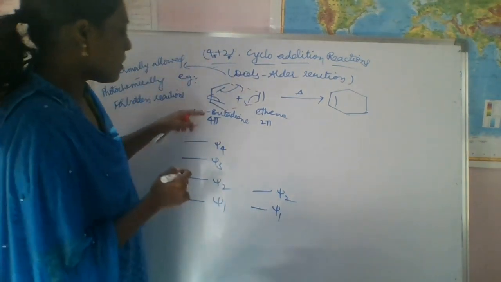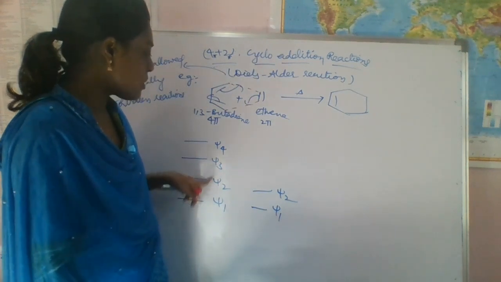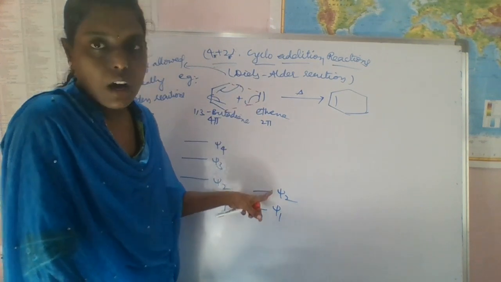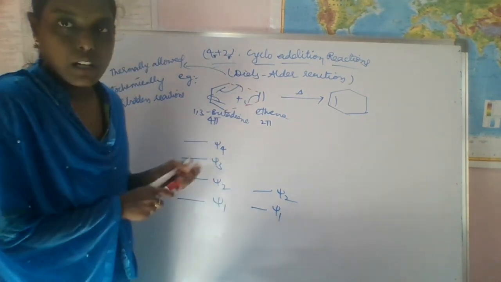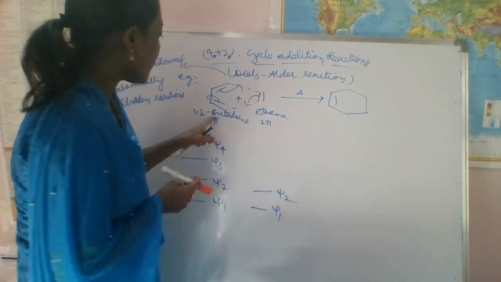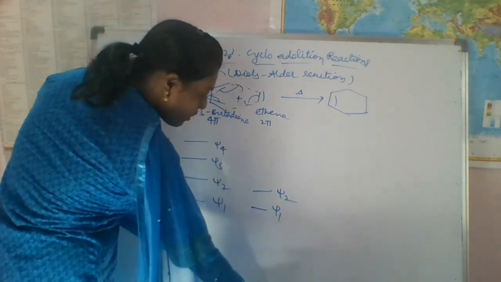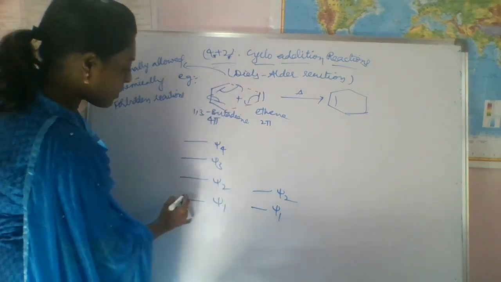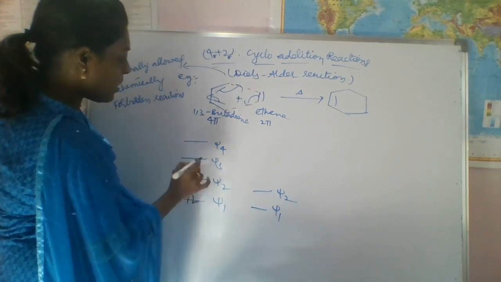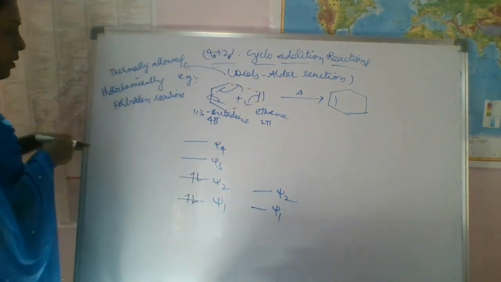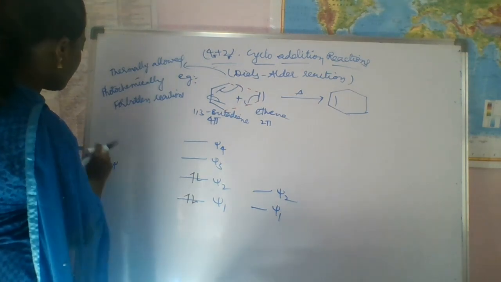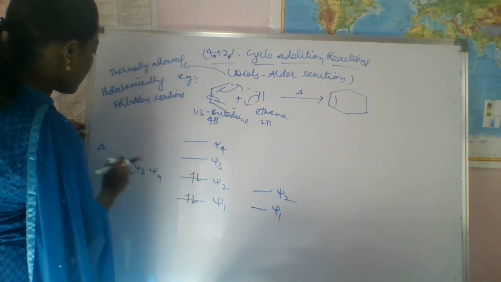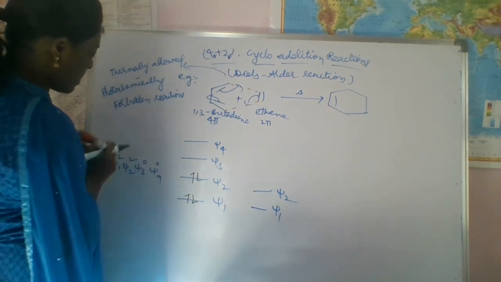For butadiene there are 4 orbitals, which are psi 1, psi 2, psi 3 and psi 4. For ethene or ethylene it has 2 orbitals. So let's see the configuration of this 4 pi and 2 pi. With 4 pi electrons, these electrons are filled in. What is the configuration in thermal condition? For psi 1, psi 2, psi 3, psi 4 it is 2, 2, 0, 0.